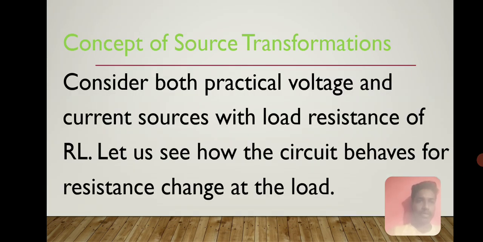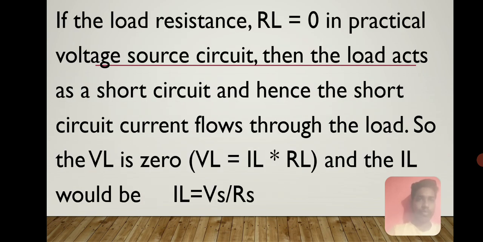Concept of source transformations. Consider both practical voltage and current sources with load resistance RL. Let us see how the current behaves for resistance change at the load. If the load resistance RL is equal to 0 in the practical voltage source circuit, then the load acts as a short circuit, and in the short circuit current flows through the load. So VL is 0, since VL is equal to IL into RL, and IL would be equal to Vs by Rs.